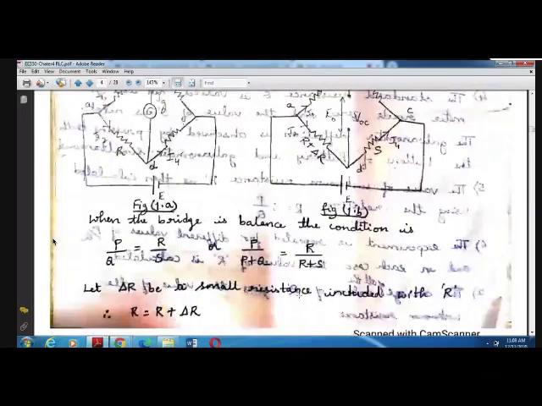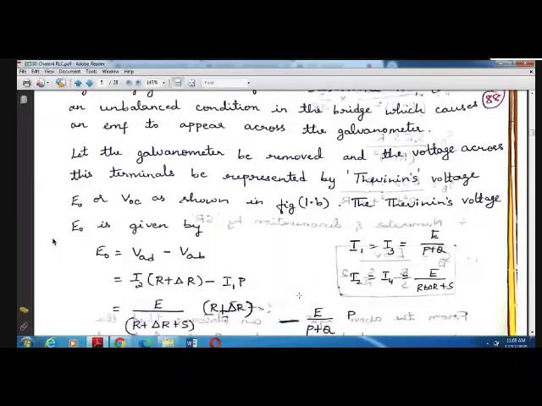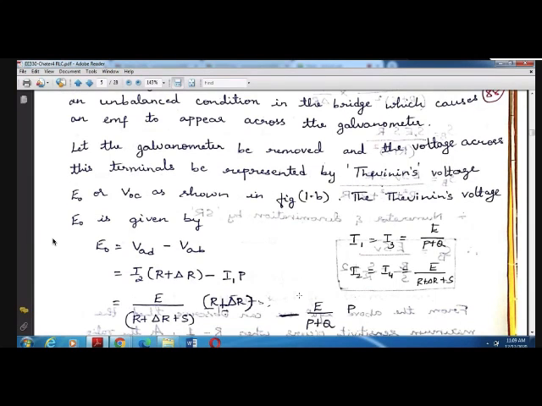Okay, Kelvin's bridge arrangement. Kelvin's bridge is used to measure resistance of a very small range. The main limitation of the Wheatstone bridge is that it will measure resistance, but it won't show the appropriate value for the smaller range of resistance. So in order to measure the smaller range of resistance, Kelvin's bridge will work effectively.